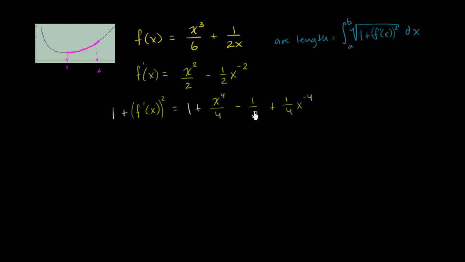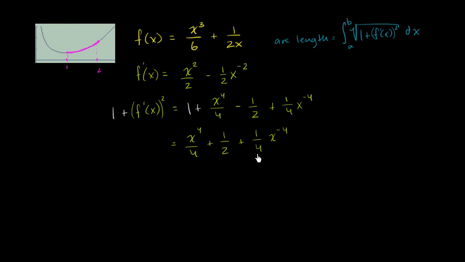And let's see, we have a 1 and a minus 1/2, so we can simplify that a little bit. This is going to be equal to x to the 4th over 4, 1 minus 1/2 is plus 1/2, plus 1/4 x to the negative 4 power. So this seems a little bit strange, and we're going to have to take a square root of it. But maybe we can set this up so that it's a product of perfect squares. Let's see if we can write this in a way that we would recognize how to factor it a little bit better.